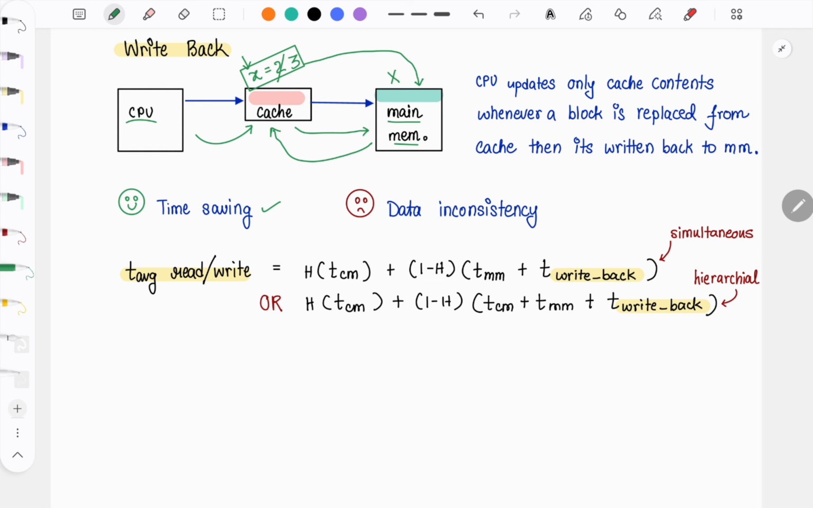However, we have seen data inconsistency because here we will have x equal to 2 only. Here we have updated it to 3, but this update is not reflected in the main memory. Now here also we have two formulas for simultaneous and hierarchical. For read and write, both of them will be the same. We'll use this for simultaneous and this for hierarchical.